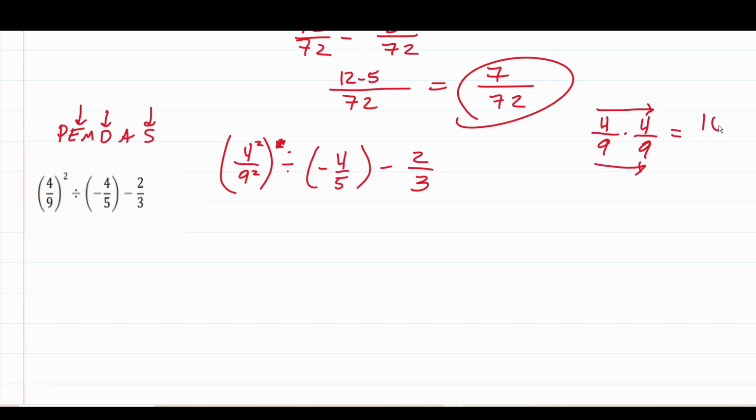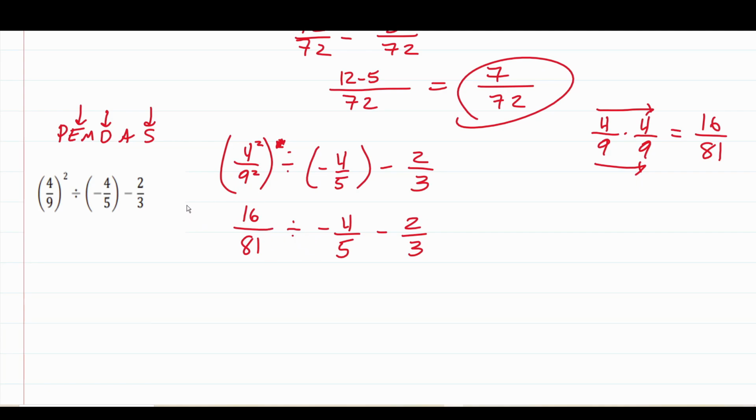4 times 4 is 16. 9 times 9 is 81. 4 squared is 16. 9 squared is 81. So you can see that if you regard it like this, using the laws of exponents, that's fine. Otherwise, you can always write it out like this. Of course, this is divided by negative 4/5 minus 2/3. Let's go ahead and perform this division here before we proceed.